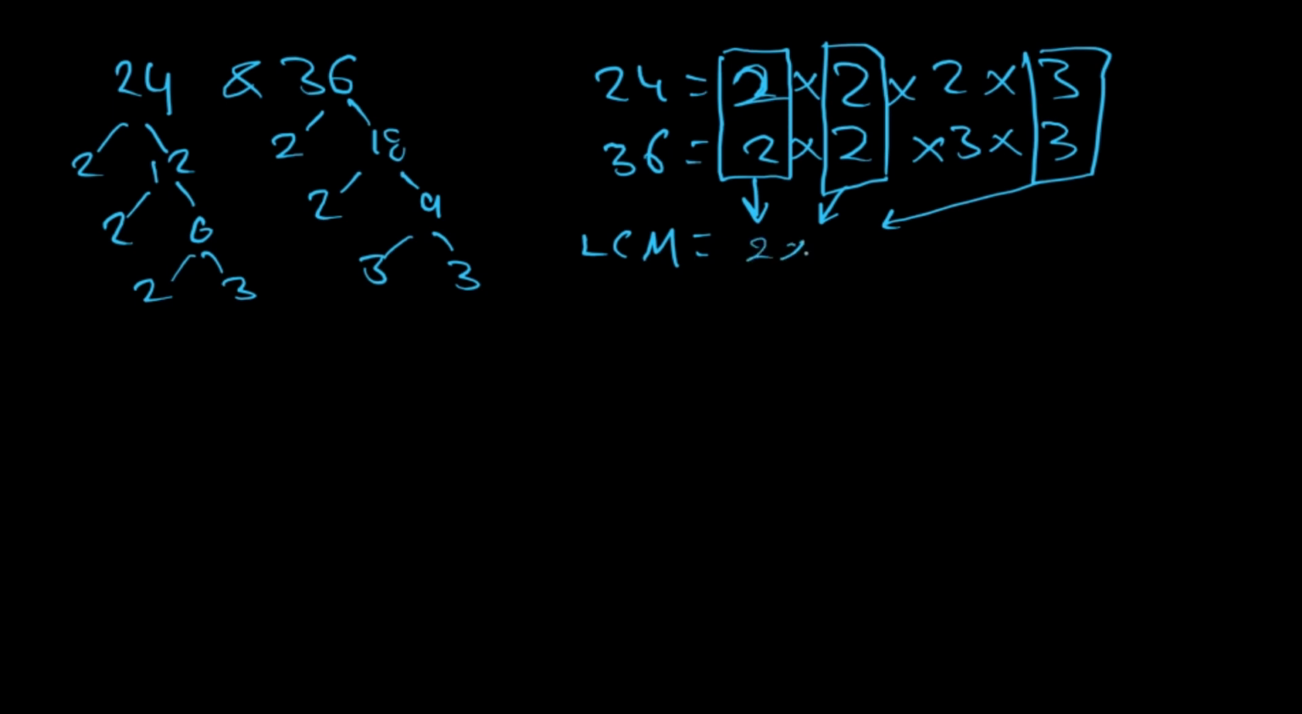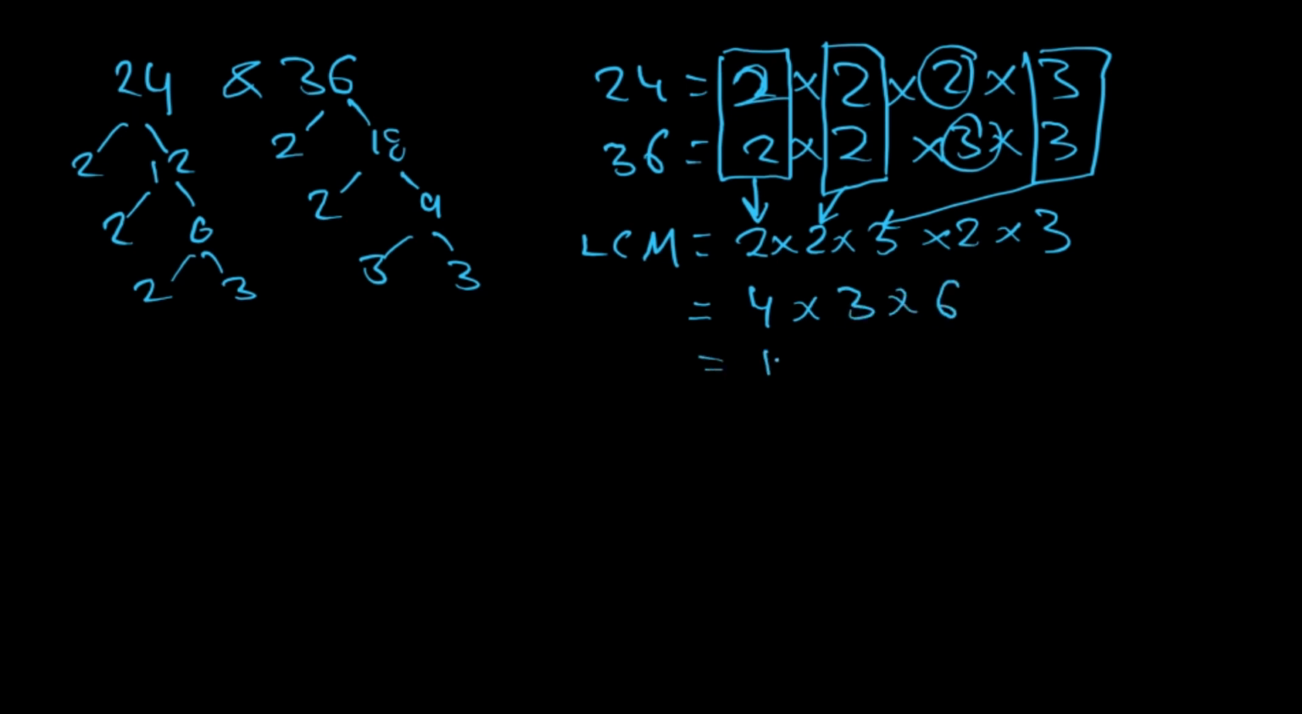So 2 times 2 times 3. Actually, let me write that down clearly. 2 times 2 times 3, and then you fill in the rest. So you have two numbers left, 2 and 3. So you do times 2 and then times 3. Then you would get 4 times 3 times 6, which is 12 times 6, which is 72. So your answer is 72.